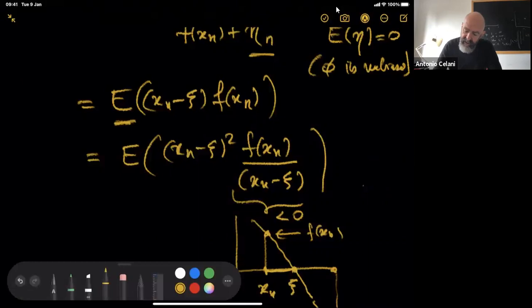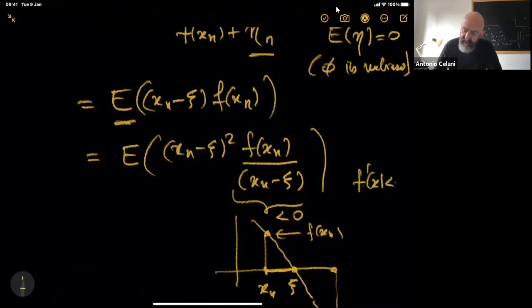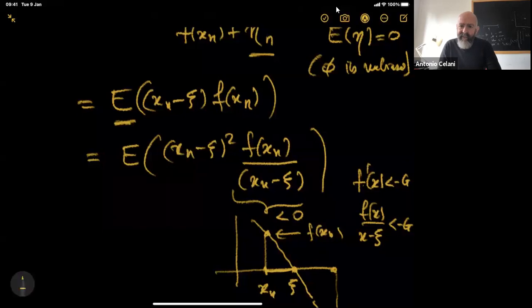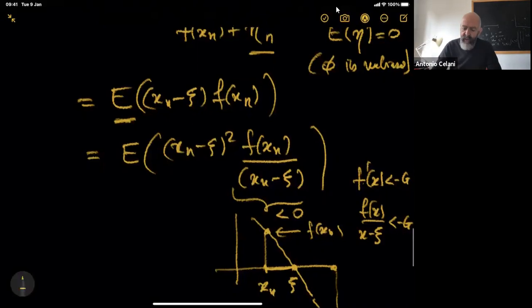In fact, you can make a stronger statement, because the condition that f prime of x is strictly smaller than minus g implies that f of x divided by x minus psi is also smaller than minus g for all points in D. You may think of this object as a discrete derivative, and this is necessarily bounded by the true derivative. Again, this will require a couple of passages to be proven mathematically, but the intuition is quite obvious. If the curve cannot be steeper than something, then any finite difference cannot be steeper than that. So why do we use that?